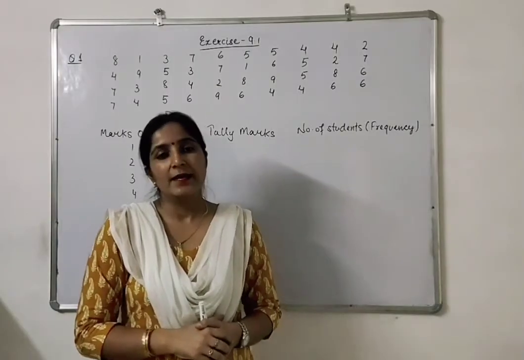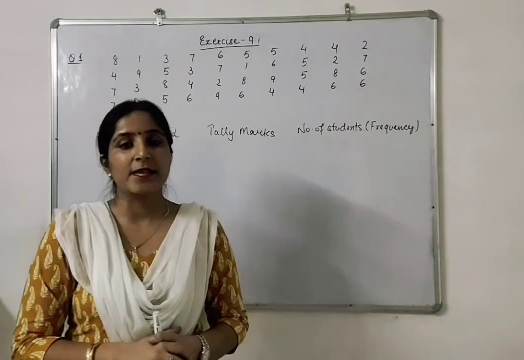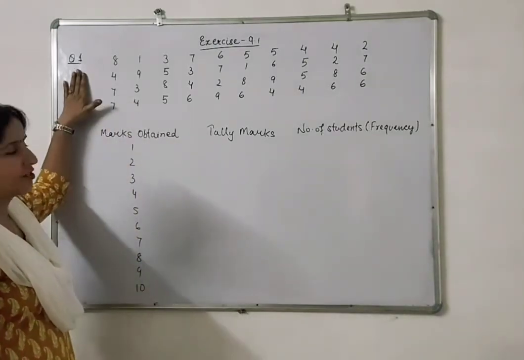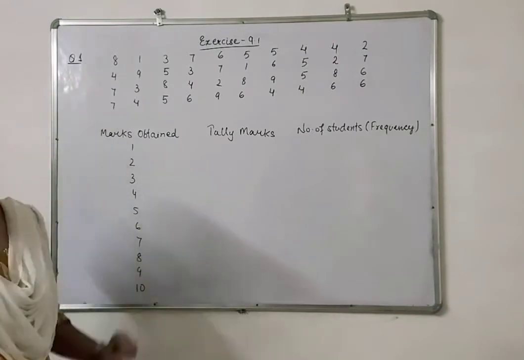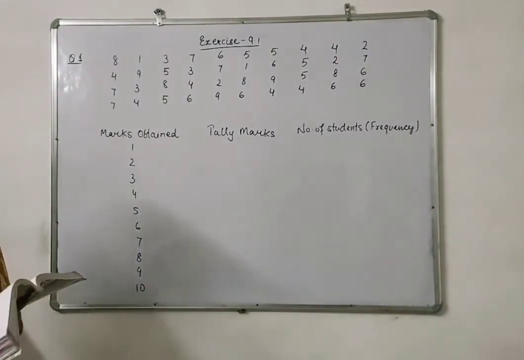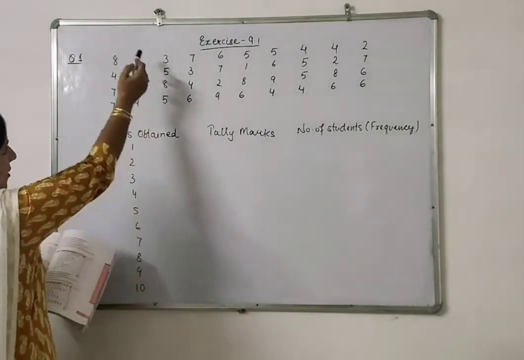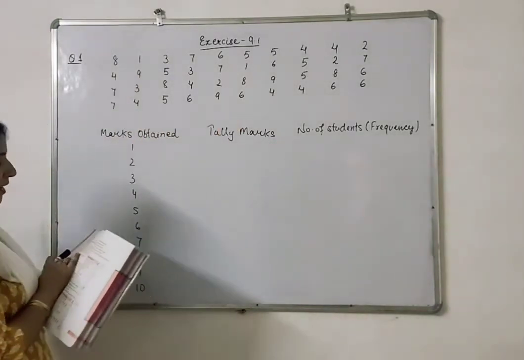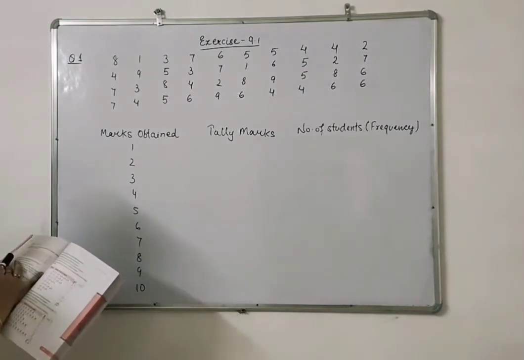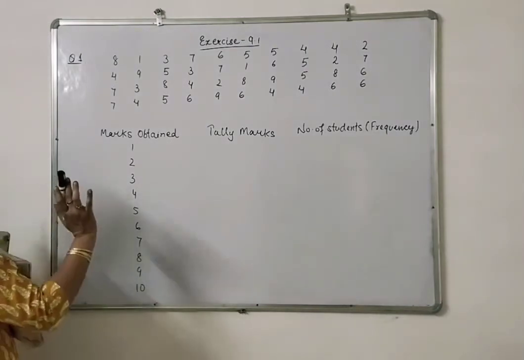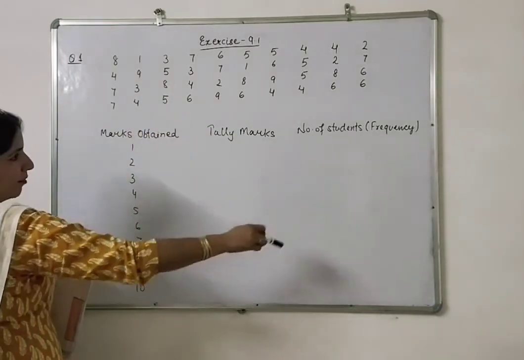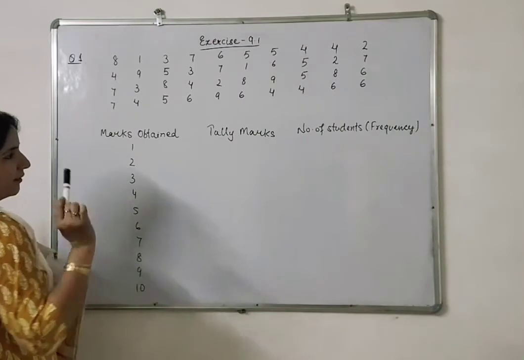Now students, let us start doing exercise 9.1 of your book. We are just discussing question number 1. What is this question number 1? In a mathematics test, the following marks, these are the marks obtained by 40 students. Arrange these marks in a table using tally marks. It has been asked that you have to arrange these marks in a tabular form using tally marks.